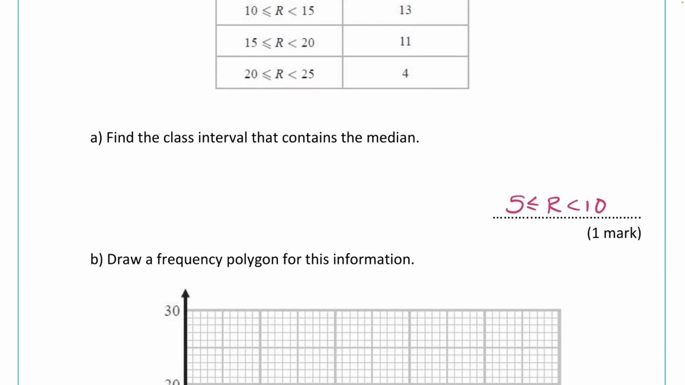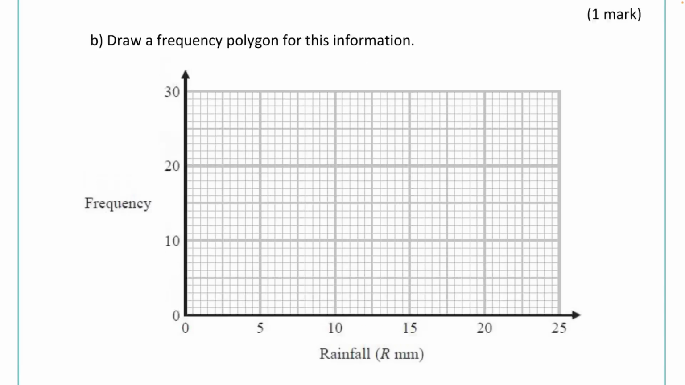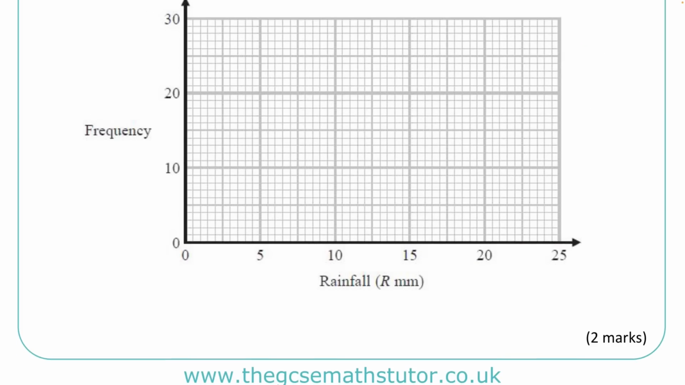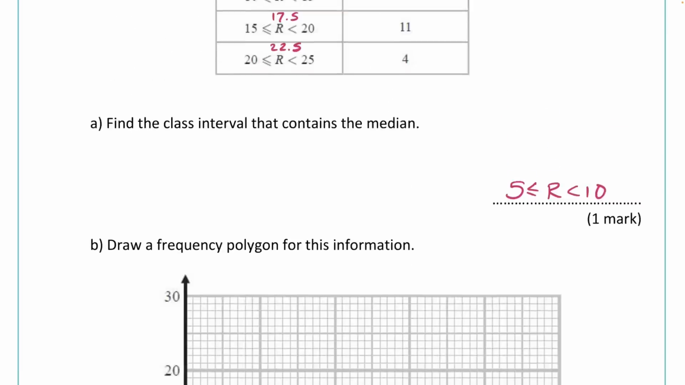For part B, it is asking us to draw a frequency polygon for this information. Now with a frequency polygon, we plot the points on the midpoints of the classes. So between 0 and 5, our midpoint is 2.5, and they all follow a reasonably logical pattern here. So 17.5 and 22.5. Now if we have a look at the graph, those midpoints are relatively nice to find because they're just in between these numbers here. So we just need to plot the heights on those midpoints.